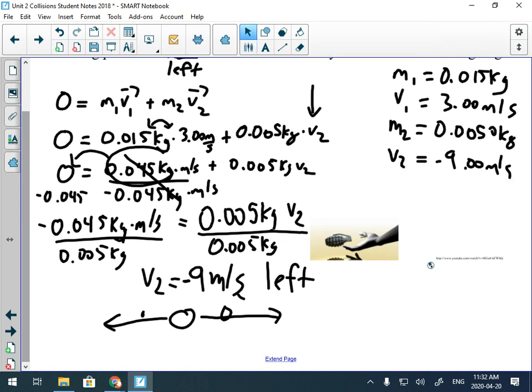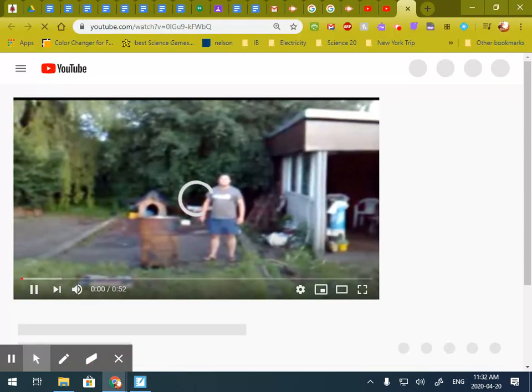Okay, video break time. And just a quick review. Remember, the left side of explosions will always be equal to 0. Remember to say one direction is positive and the other is negative, so you can figure out which way it's moving after. Okay, another fun video.